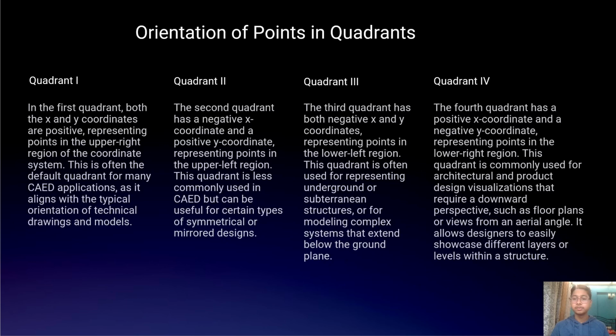ground plane. Quadrant 4. The fourth quadrant has a positive x-coordinate and a negative y-coordinate, representing points in the lower right region. This quadrant is commonly used for architectural and product design visualization that requires a downward perspective, such as floor plans or views from an aerial angle. It allows designers to easily showcase different layers or levels within a structure.